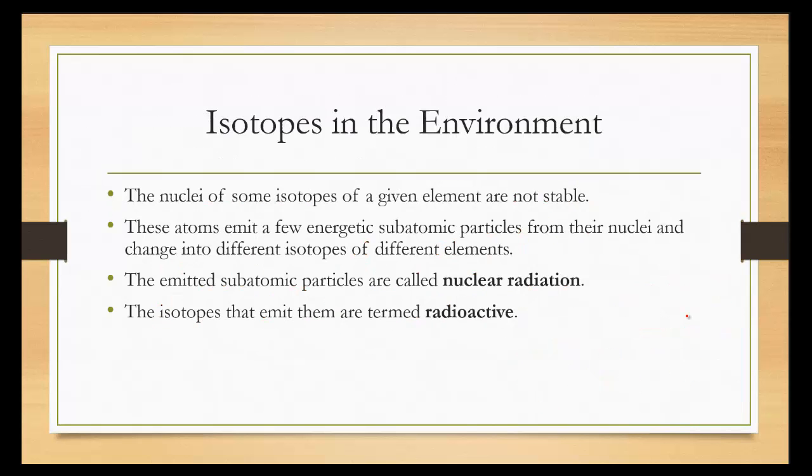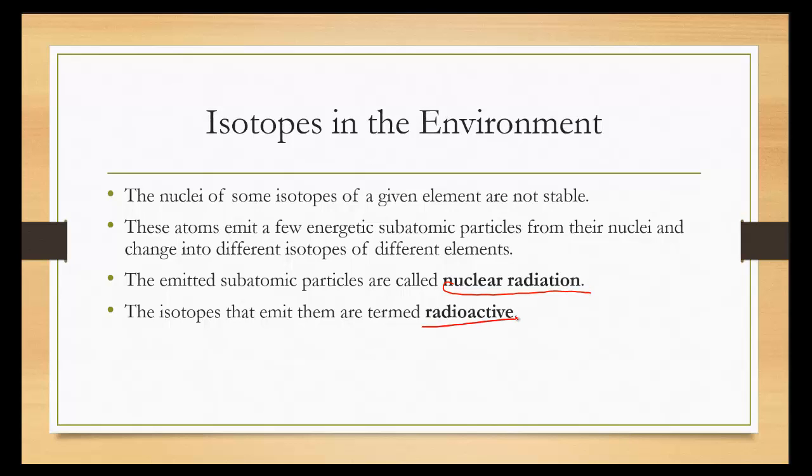The nuclei of some isotopes of a given element are not stable. These atoms emit a few energetic subatomic particles from their nuclei and change into different isotopes of different elements. The emitted subatomic particles are called nuclear radiation. The isotopes that emit them are termed radioactive.